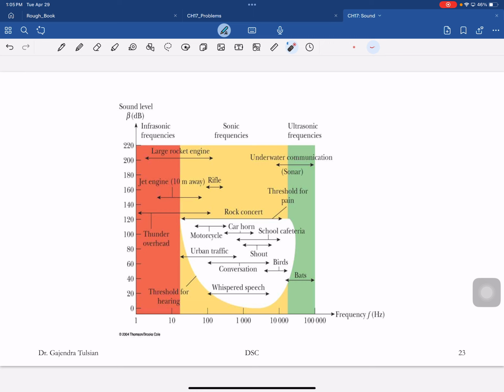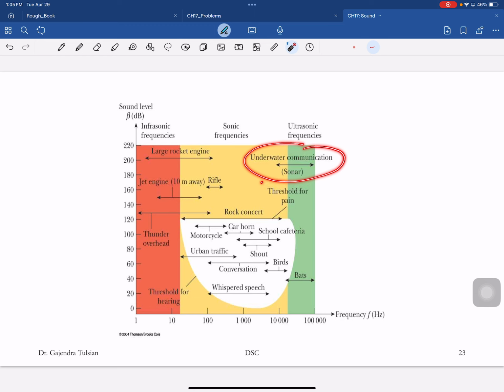So here are some common sounds that you hear. Again, the white range is what you can hear. Like I said, at lower frequencies, the sound has to be fairly loud before you can hear it. At these frequencies, it's got to be almost 120 decibels before you can hear it. So the instrument is going crazy at that frequency, and you can barely hear it. So there is the sound level at school cafeteria, birds, whispered speech, urban traffic, motorcycle. You can see what's annoying.